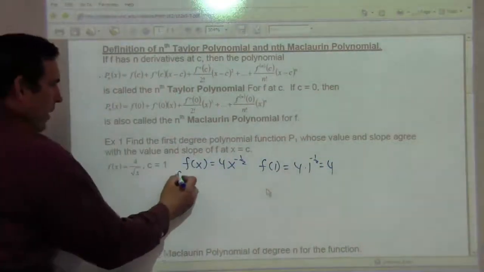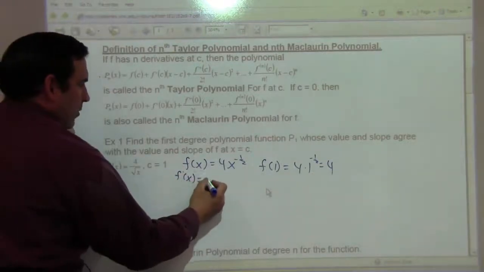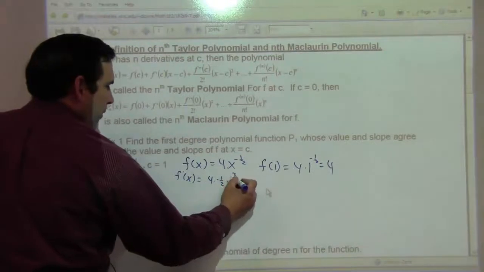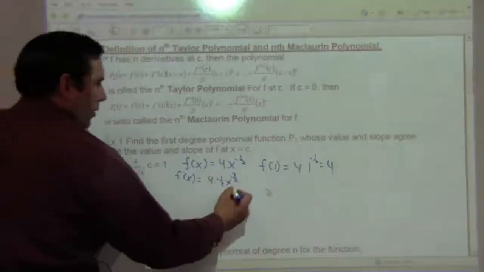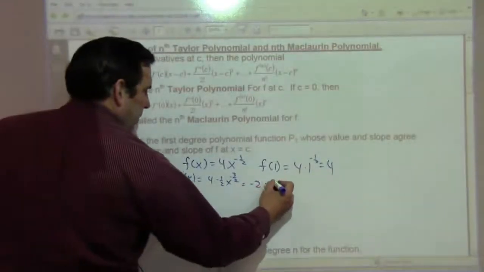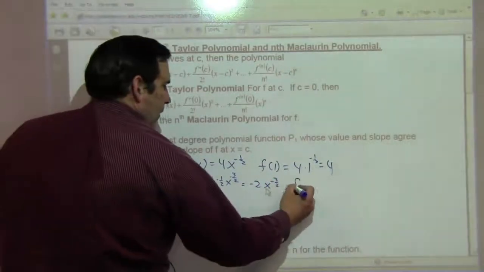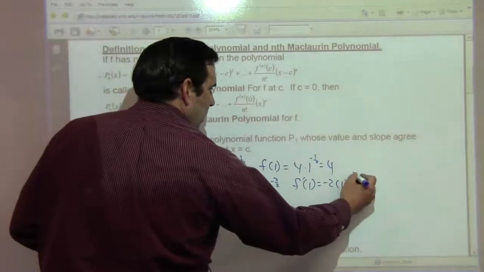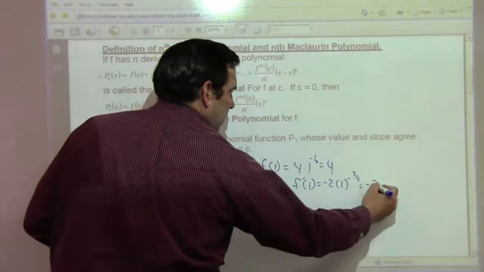Now our first derivative, f prime of x, is going to be 4 times negative 1/2 x to the negative 3/2, which is negative 2x to the negative 3/2. So f prime at 1 is going to be negative 2 times 1 to the negative 3/2, which is negative 2.